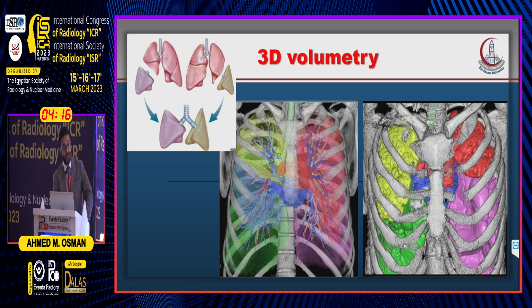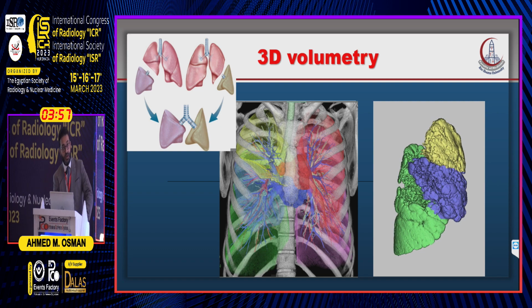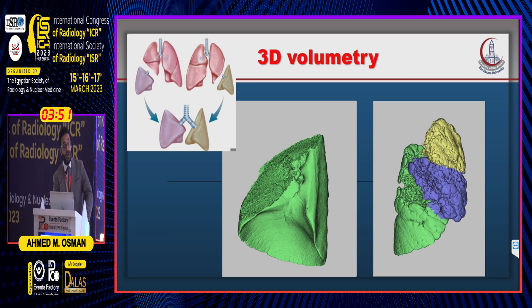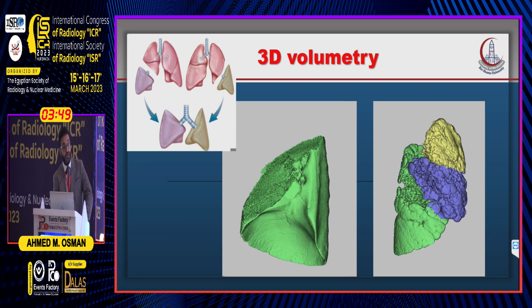The idea of living donor lung transplantation is to take the lower lobes from two donors to replace the right and left lung in the recipient. It's important to make a volumetry matching between the recipient and the donor lower lobe. This is the whole right lung of the recipient, and this is the lower lobe of the right lung of the donor. There must be some sort of volume matching.